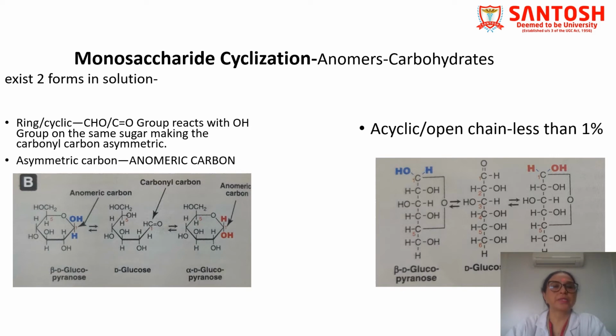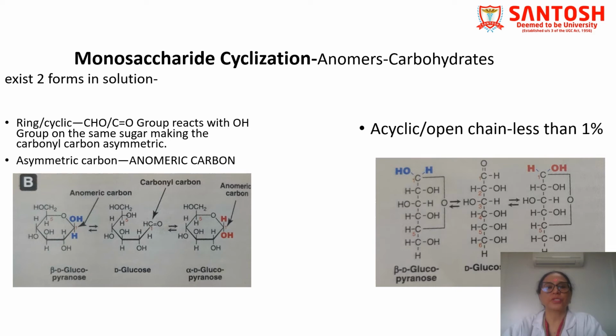This happens when it is in the solution, and this is called the alpha form and beta form. Alpha form is when it is towards the ground, beta form when it is above the ground. So a combination of these two in a mixture is called a racemic mixture.